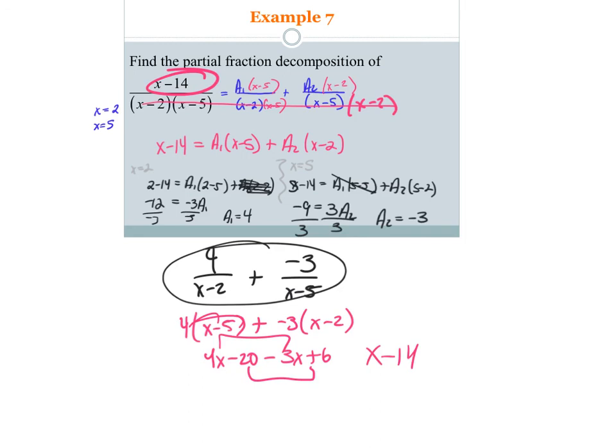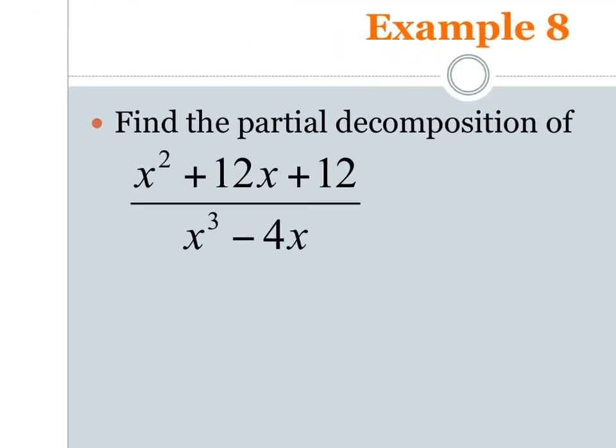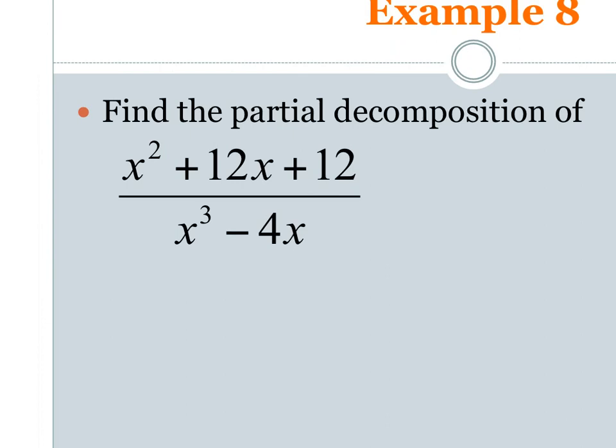Is this like, oh my gosh, the hardest thing you've ever seen? No. Is it a pain in the butt? Yes. I'm going to set this one up for you. I'm not going to finish it. What's different here? Is the denominator factored? No, let's factor it real quick. It would be x times x squared minus 4, right? Which becomes x plus 2, x minus 2.